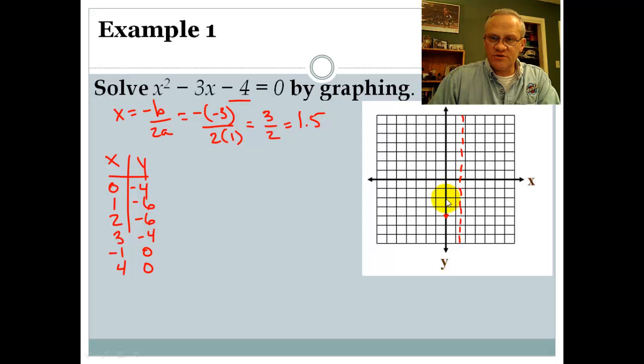So 1, 2, 3, 4, 5, 6. Here's 1, negative 6. And then I've also got 2, negative 6, which is about right here. And then 1, 2, 3, negative 4. Negative 1, 0, which is right here. And then 4, 0, which is right here.